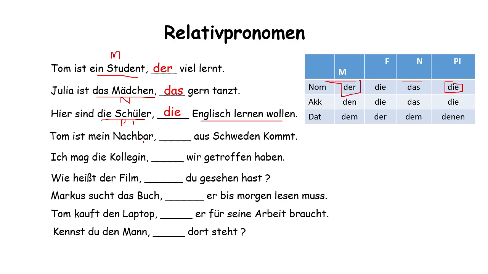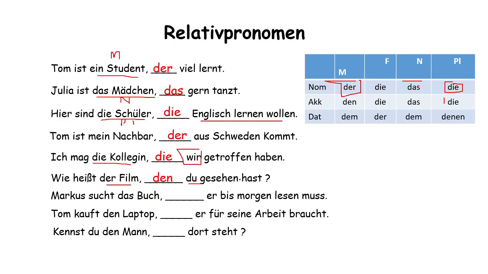Tom ist mein Nachbar, masculine, der aus dem Süden kommt. Ich mag die Kollegen. I like the colleagues, die wir getroffen haben, whom we have met. The plural accusative is die, because the nominative is already there, so we put accusative. Wir haben den Film, masculine, and the nominative is already there, so accusative.